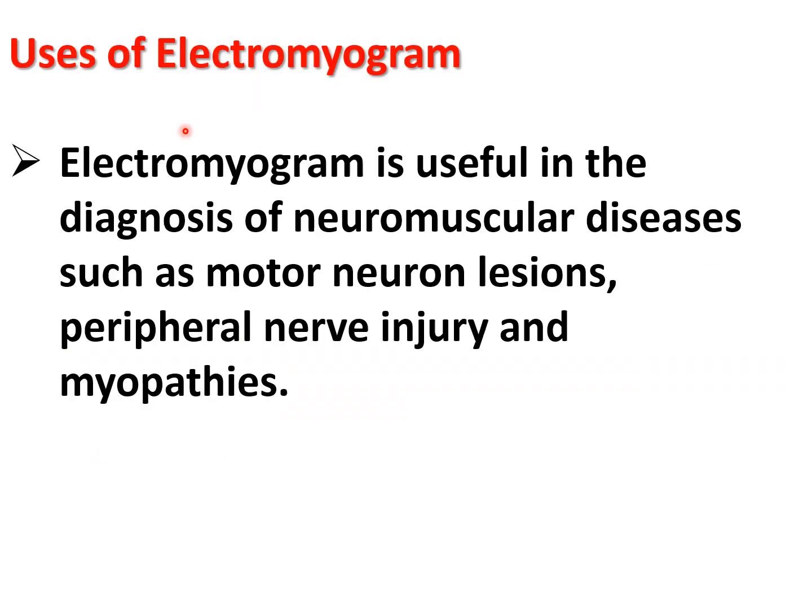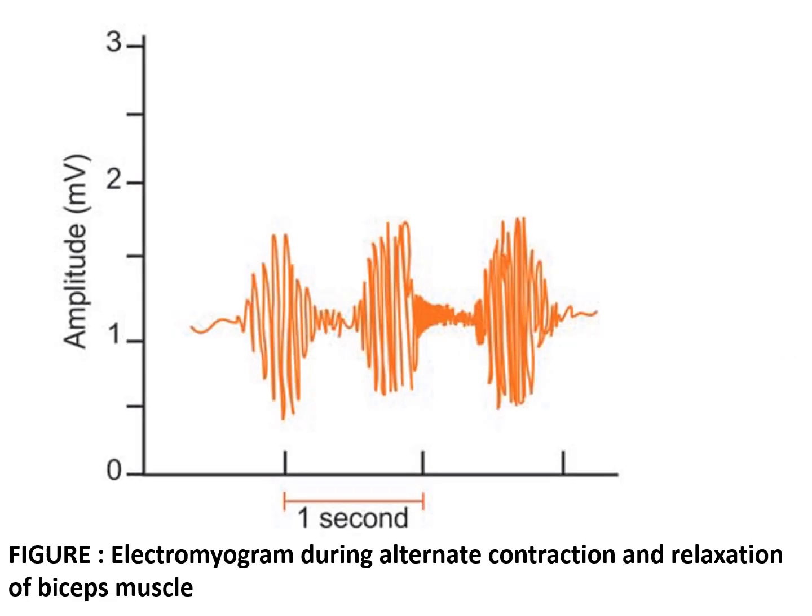Then what are the uses of electromyogram? That is useful in the diagnosis of various neuromuscular diseases such as motor neuron lesion, peripheral nerve injuries and myopathies. That is an electromyogram during alternate contraction and relaxation of biceps muscle. Thank you very much.